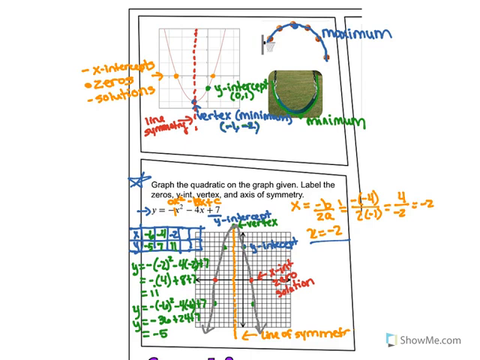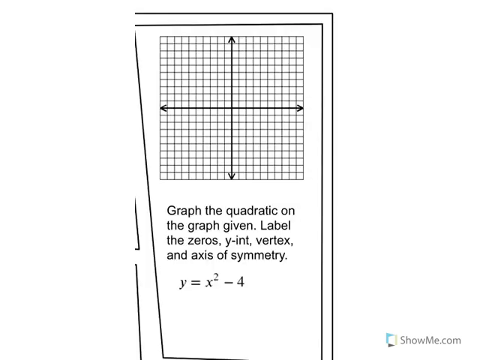Okay, so let's look at this and graph this one. So I'm going to start with my y-intercept. Remember, that's your c. There's no b because there's no bx value. So my y-intercept is 0, -4. So I'm going to go up here, 0, -4. That's my y-intercept. So I know it's going to be somewhere on my parabola. I just don't know where yet. We're going to figure that out.